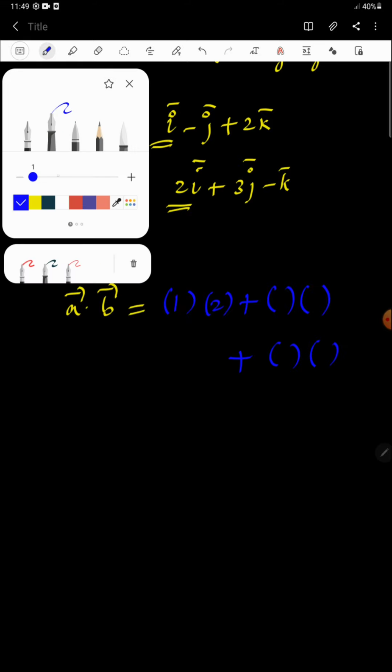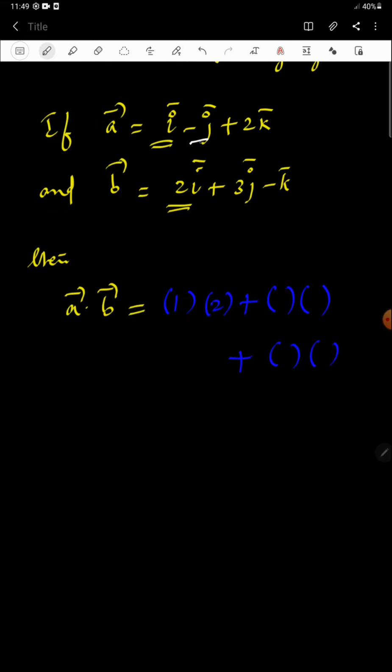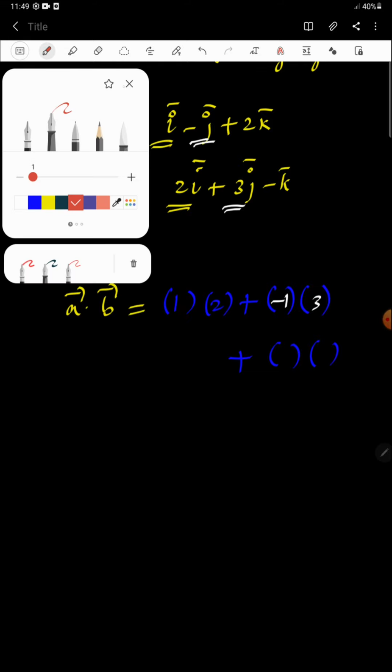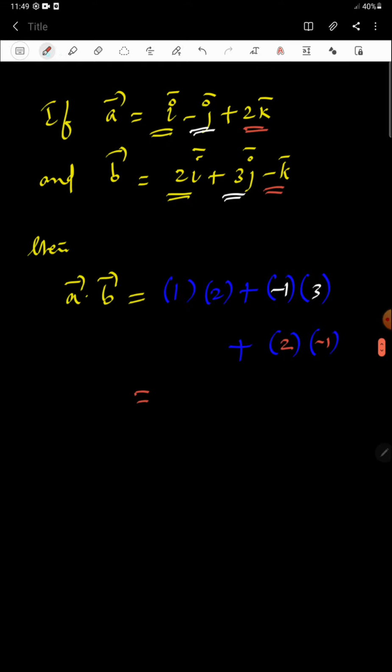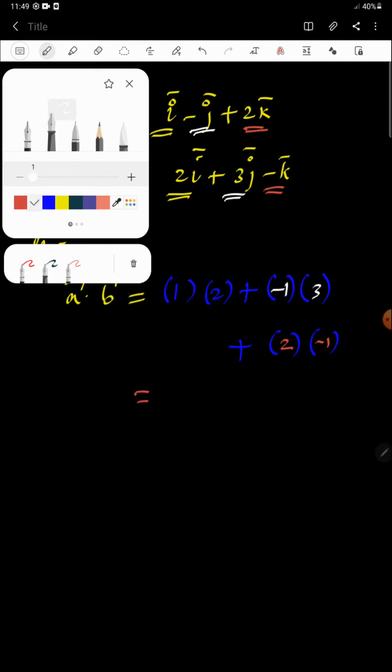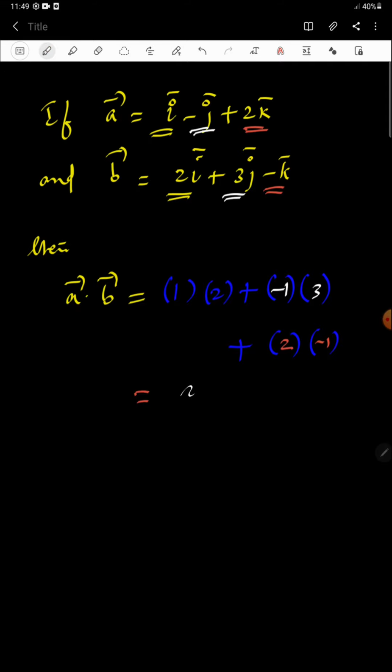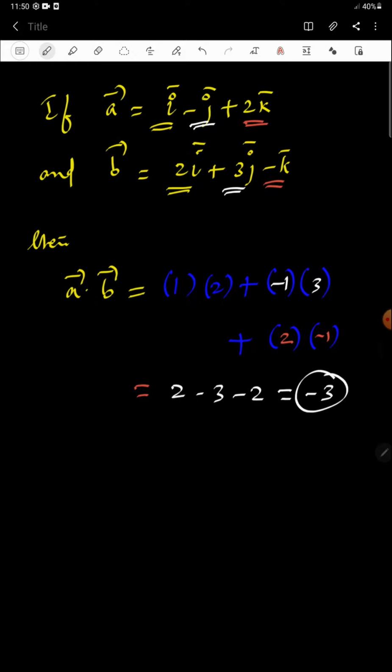Now I'll change the color and say that this next coefficient is minus 1 and the coefficient is 3 here, so minus 1 and 3 appears here, and that 2 and minus 1, that is this 2 and this minus 1. So finally I get it as equal to 2 minus 3 minus 2, that's equal to minus 3. This minus 3 is the dot product of A and B.